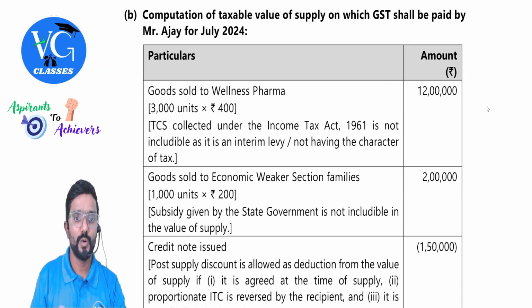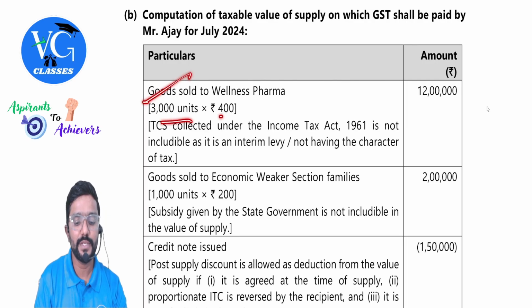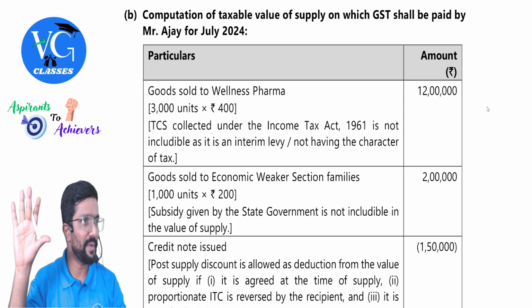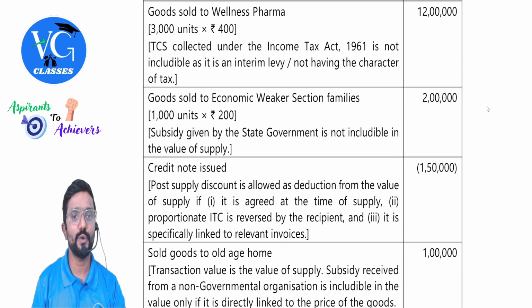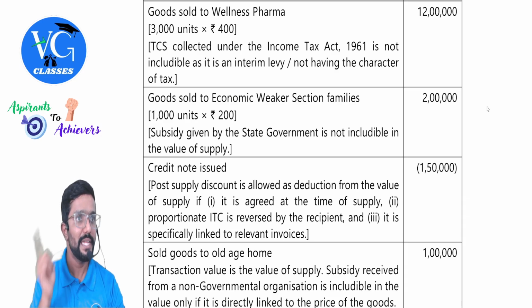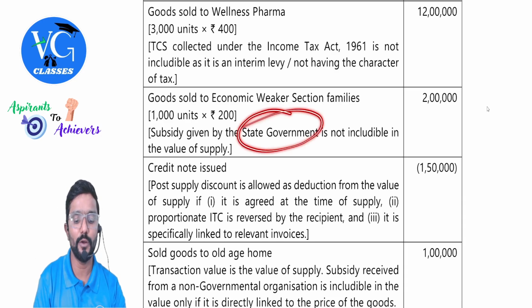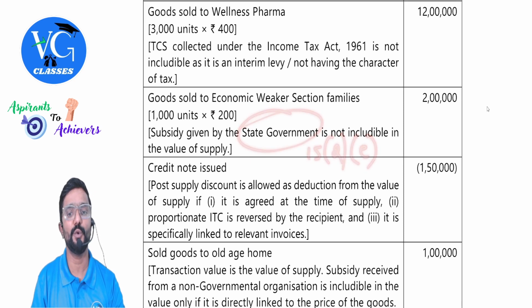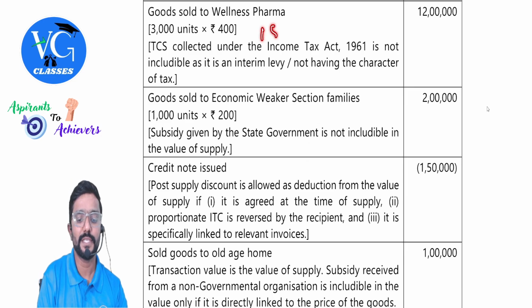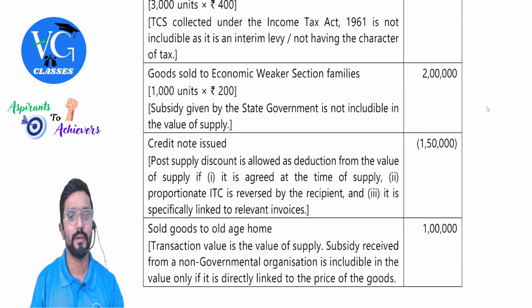One, goods sold to Wellness Pharma, only 3,000 into 400. TCS should not be included. I have already explained it. Only 12 lakh. Next, goods sold to economically weaker sections. Guys, we need to take only 200. Subsidy given by government should be added? No. It is linked to the price, but as it is given by government, we should not add it. If you want, you can also mention section 15(2)(e). And this is as per section 15(2)(a). We should not add it actually.